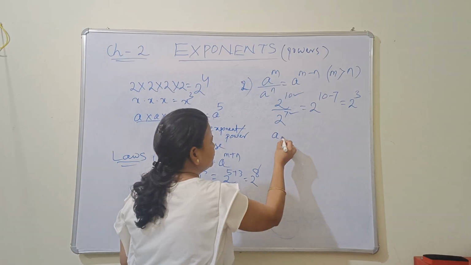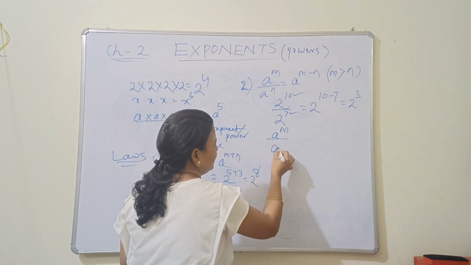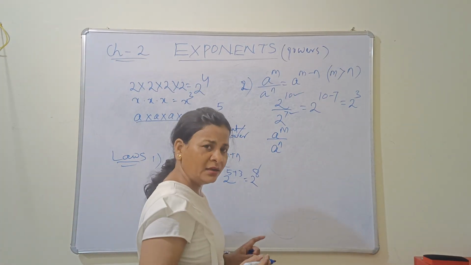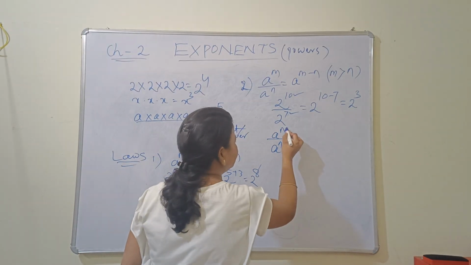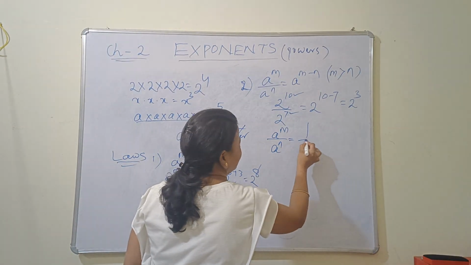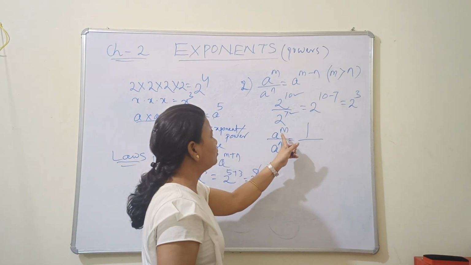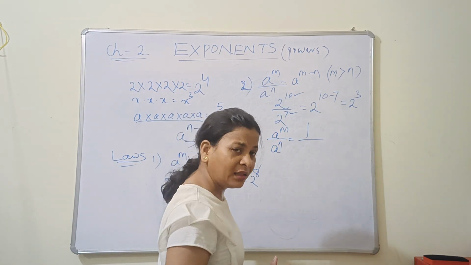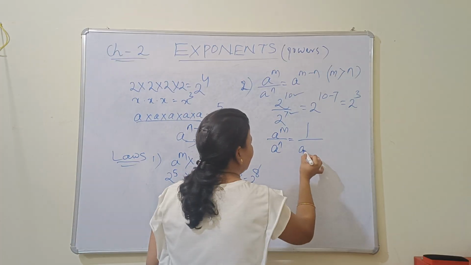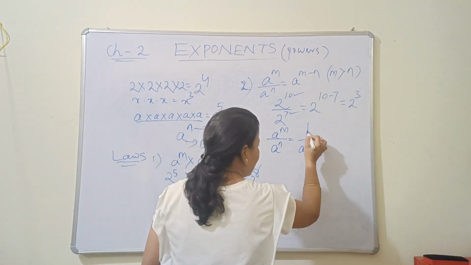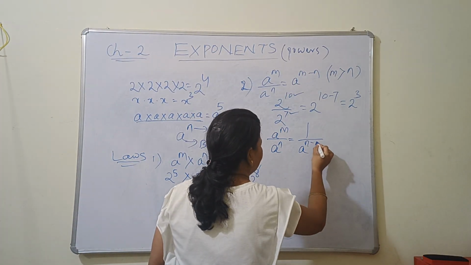But suppose we have a to the power m divided by a to the power n in such a way that n is greater than m. In that case, our answer wouldn't be a to the power m minus n. In that case, answer would be 1 by a to the power n minus m.